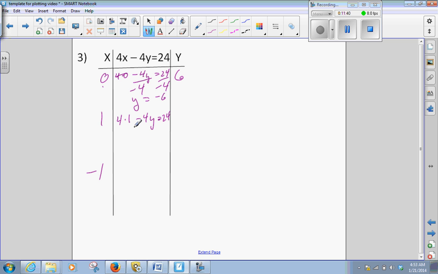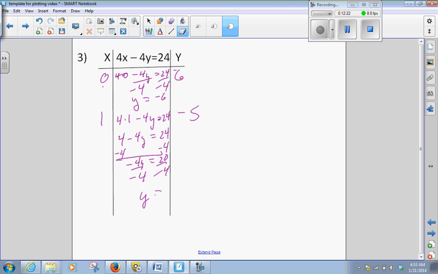So you're going to do 4 times 1 and get 4. 4 minus 4y is equal to 24. Okay, now we've got to get that y isolated so that we can solve for it. So we've got to get rid of this 4, first of all, by subtracting 4. That's going to leave me with -4y is equal to 20. Then, to get rid of that -4, I'm going to divide by -4. So y is equal to -5, because 20 divided by -4 is -5. So another solution is 1, -5.